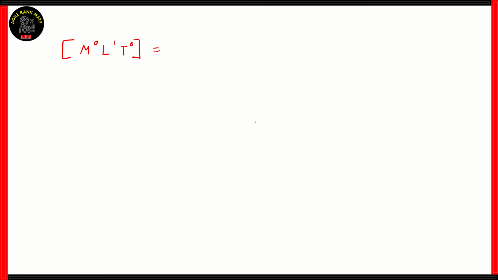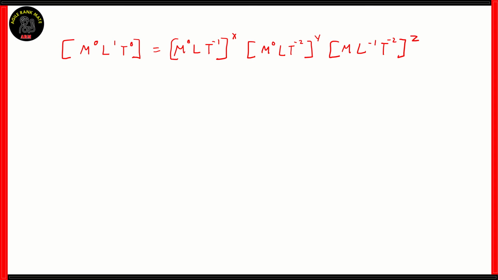So basically now you have M to the power 0, L, T to the power minus 1 raised to X. Then you have M to the power 0, L, T to the power minus 2 raised to Y. And finally, you have M, L to the power minus 1, T to the power minus 2 raised to Z.